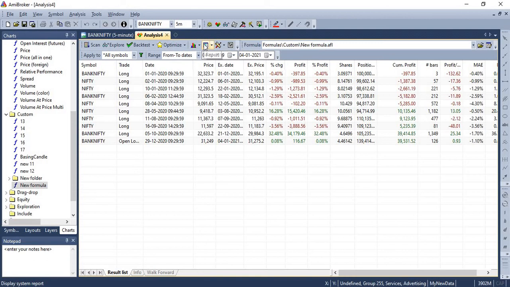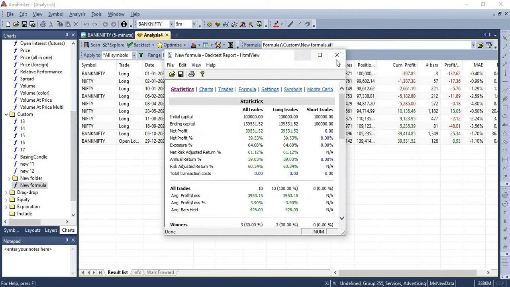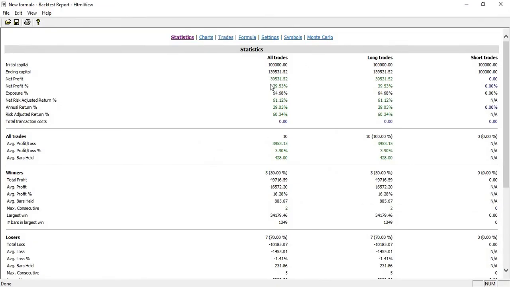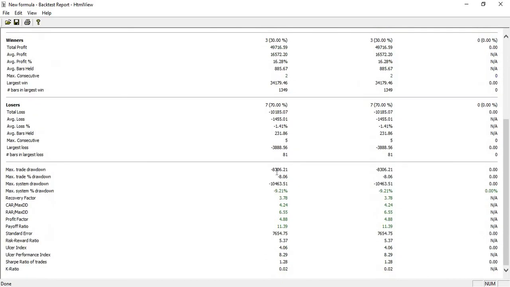If you go to the reports now, you'll be able to see proper backtest reports. If you look at the reports, we got around 40% returns with 9% drawdown. So this is a good strategy, I would say. You can just play around with these backtest reports and backtest numbers to optimize this strategy further.